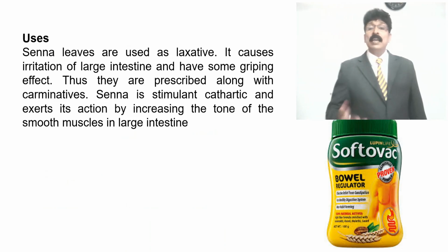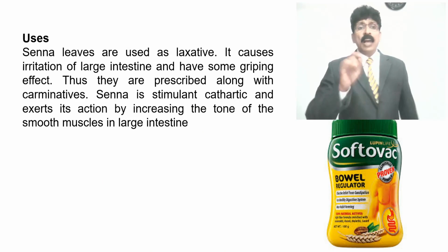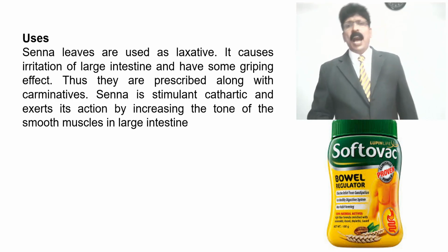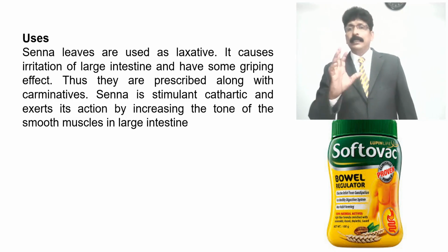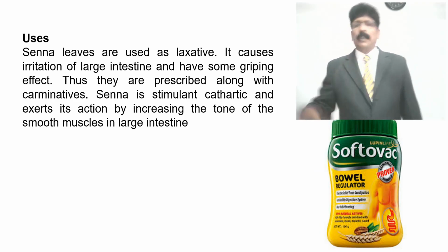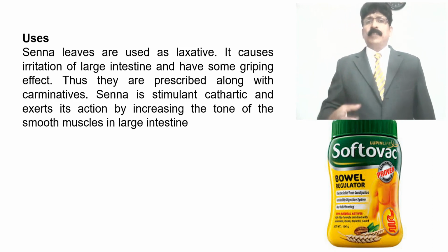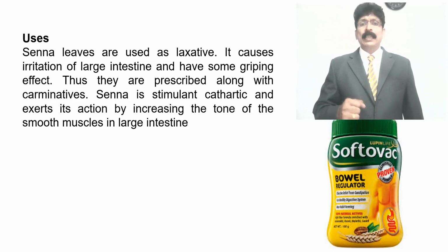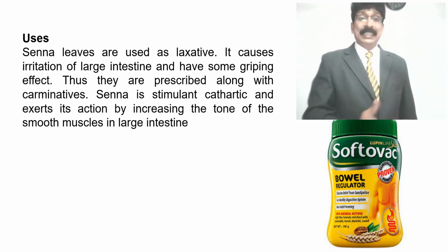Uses of senna. Senna leaves are used as a stimulant laxative. It causes irritation of the large intestine and has some gripping effect. Thus they are prescribed along with carminatives, as you did for aloes. It has to be given along with carminatives because it will cause gripping. As I told you, it feels like it is not completely evacuating at a time. It feels slowly, again and again, 2-3 times, and gas formation may be there. That can be expelled by using carminatives. Senna is a stimulant cathartic and exerts its action by increasing the tone of smooth muscles in the large intestine.